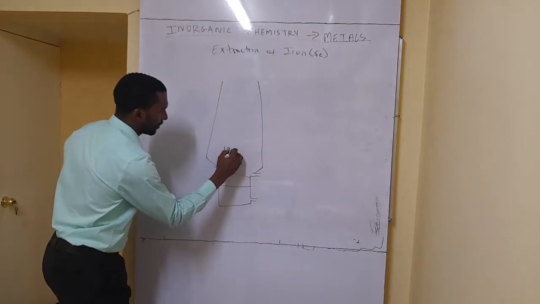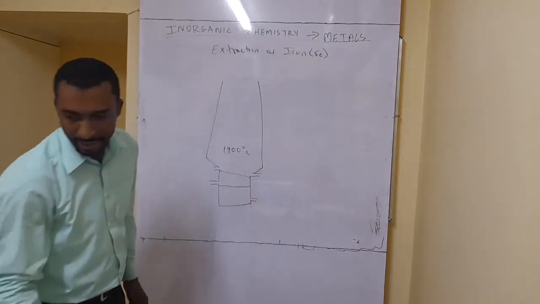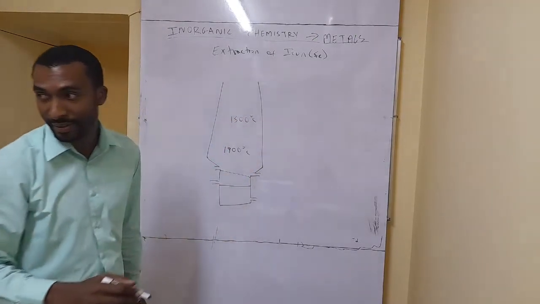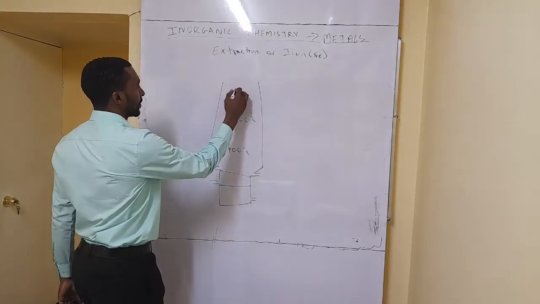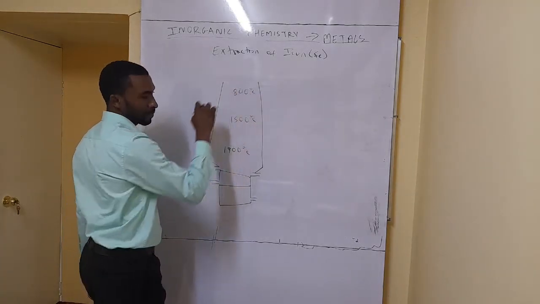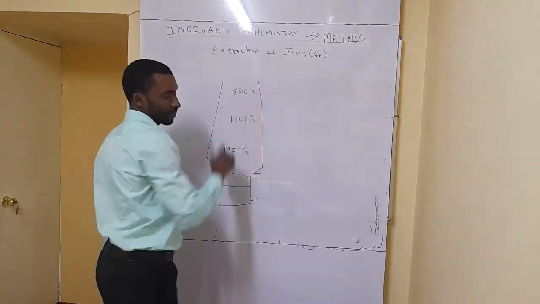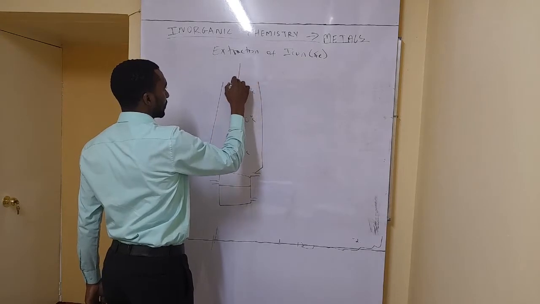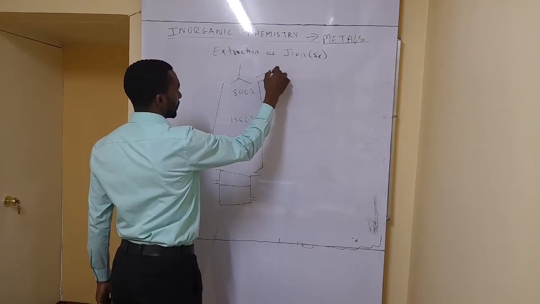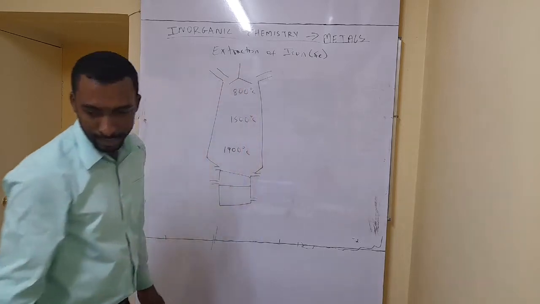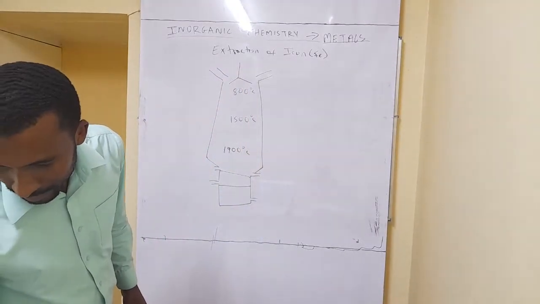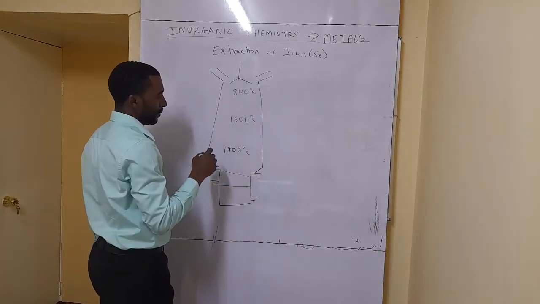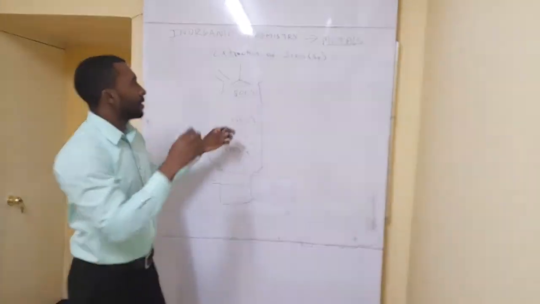So 1900 degrees Celsius here. Then you have 1500 degrees Celsius. So it's a very high temperature at this end. Alright? And then 800 degrees Celsius at the top.